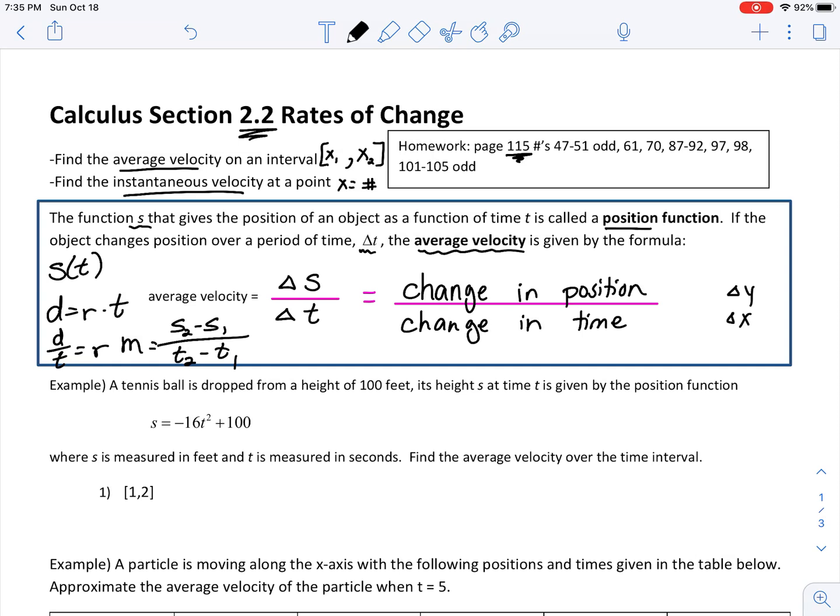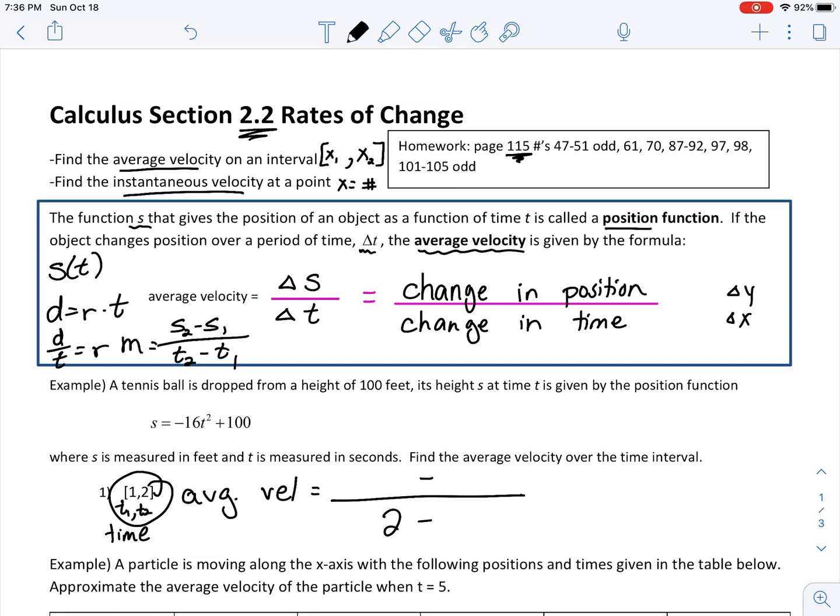Find the average velocity over the time interval. Okay, so average velocity is going to equal the change in position over the change in time. So these guys right here are going to be like your x values, which in this case is time. So this is like t1 and t2.